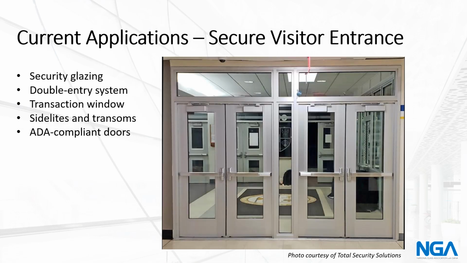This is an example of a strategy designed for enhanced security at the school's main entrance. Double entry systems in schools can provide a secure space to screen visitors before allowing them to enter the second set of doors to access the interior of the school. The interior doors and adjacent side lights and transoms can be designed with security glazing, providing forced entry resistance or bullet resistance. Between the two sets of doors, school staff can interact with visitors via transaction windows with security glazing.